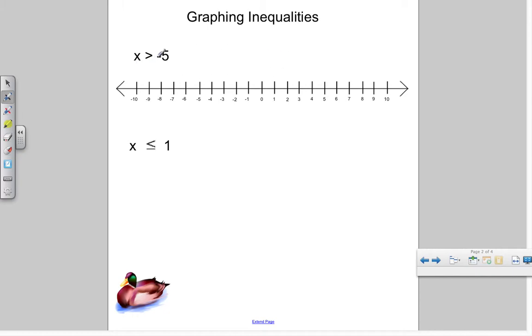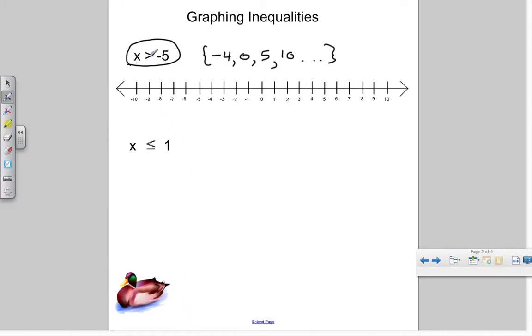So x is greater than -5. So ask yourself, okay, well, what does that mean? Can it be -5? No, it has to be greater than -5. So can it be -4? Yes, because that's larger. Can it be 0? Yes, because that's larger. Can it be 5? Yes, because that's larger. Can it be 10? Yes, but there are infinite solutions. So the best way to show that would be using algebra or on a picture.